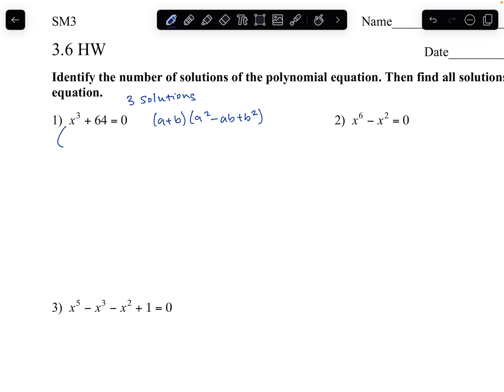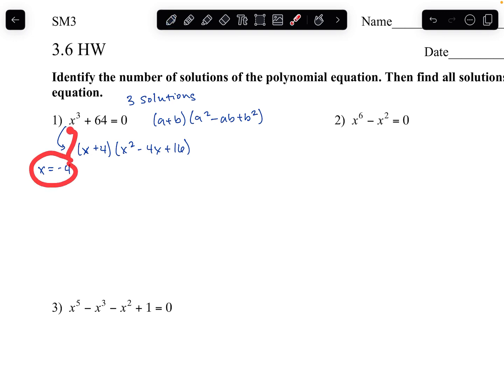So this is going to be equal to x plus 4, and then we're going to have x squared minus 4x plus 16. And here I can see the 2 factors. Now the zeros of the 2 factors are going to add up to be the number of solutions. So this factor is going to have 1 solution. This factor is going to have 2 solutions. This factor right here I can solve for. I can see that the value that would make this equal to 0 would be -4. So x has to be equal to -4.